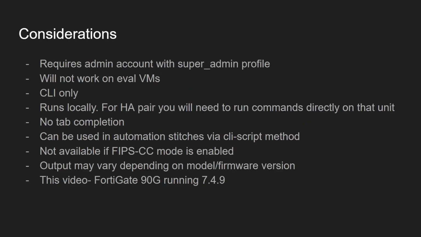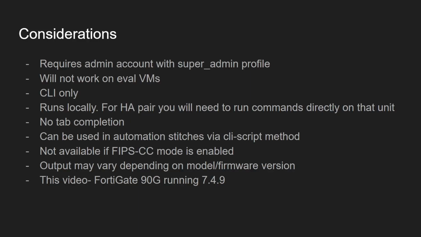Some considerations before we start: to run these commands you need to be logged in as an admin with the super admin profile assigned. On VM FortiGates you need a full paid license, so if you have an eval license it's not going to support this. This is also a CLI only feature. There's no GUI equivalent where you can view this information. These commands also run locally on the FortiGate that you're signed into. So if you have an HA cluster and you want to run the command on the secondary unit, you're going to have to sign into that device directly to view the information.